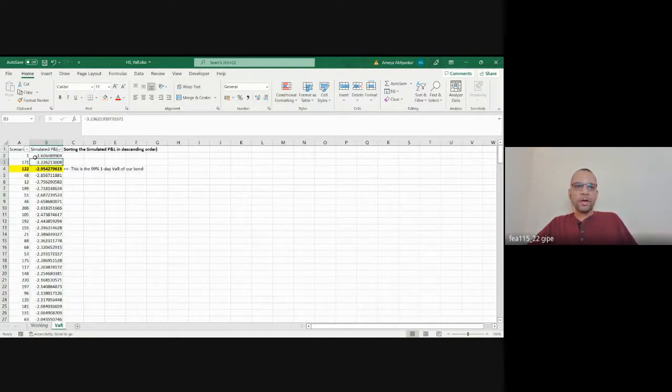Now, I don't need to worry about anything beyond observation 3 because I'm looking at 99% one-day VAR. So I'm going to report the third worst observation as my VAR. So this minus 2.95 is something which I would like to report as the VAR for this fixed income position, or for this bond which I'm looking at. So this is just translation of the things which we have done on the whiteboard into Excel.